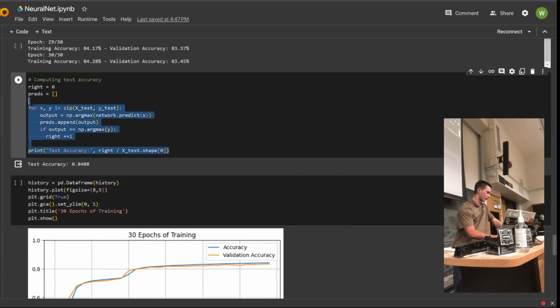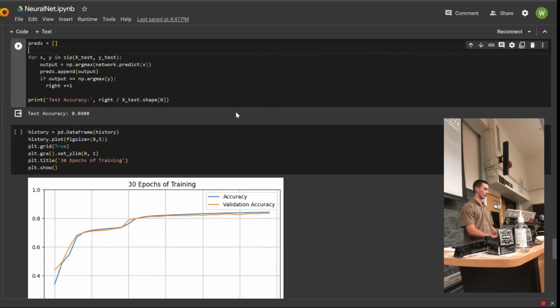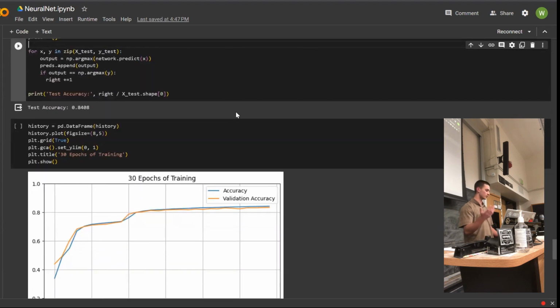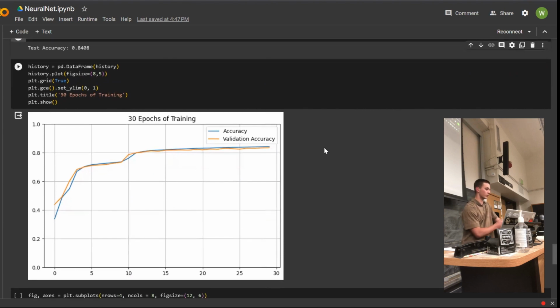And so then you can write this function here to compute test accuracy. All I'm doing here is looping through the test set, same thing we did in the training function, and counting the number of predictions we get right and dividing by the total number of instances of data. And then here I'm just plotting the progress of the accuracy.